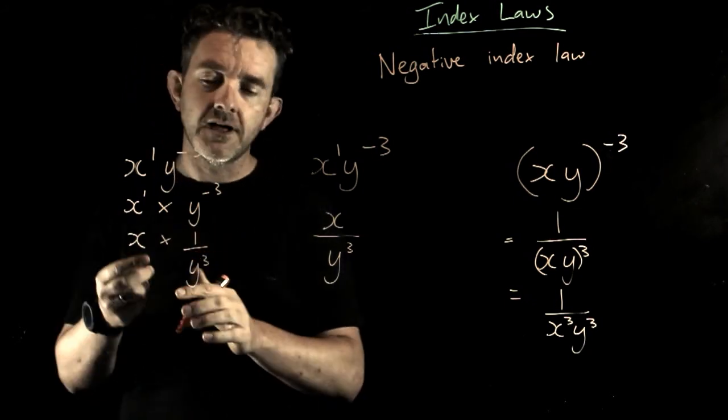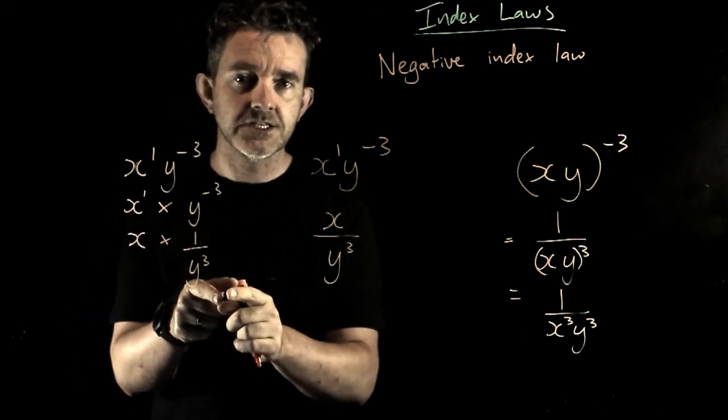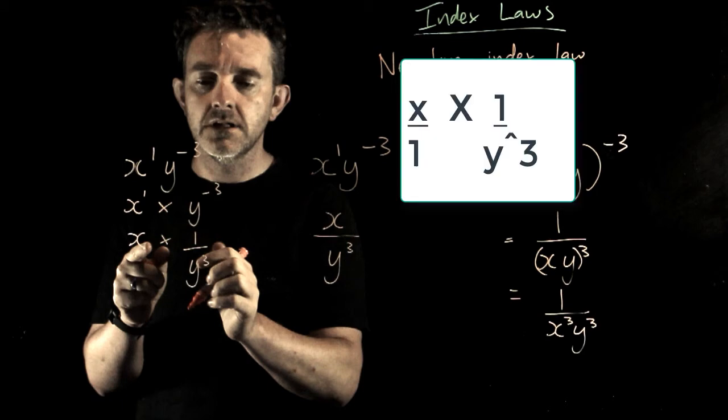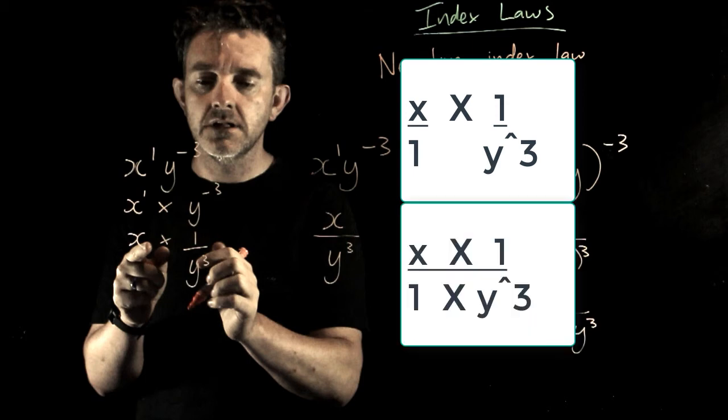And how do you multiply a whole number by a fraction? Well, and then my camera ran out of battery. So I was about to say, if you want to multiply a whole number by a fraction, put the whole number over 1 to make it a fraction. When you multiply two fractions together, like I've got here, x times 1 gives me x on the top, and on the bottom we'll have 1 times y to the power of 3. My result is going to be x on top and y to the power of 3 on the bottom.